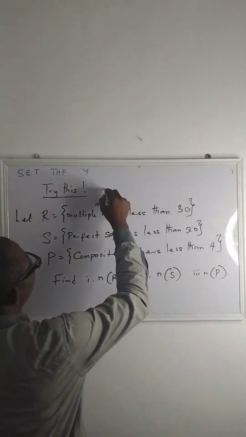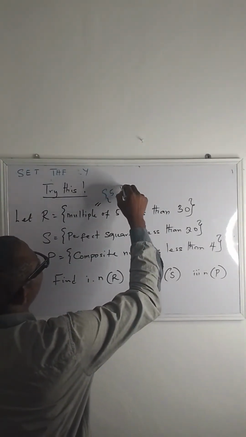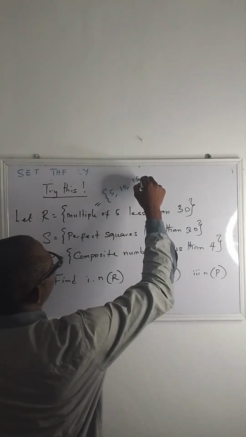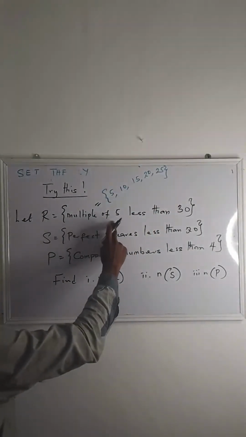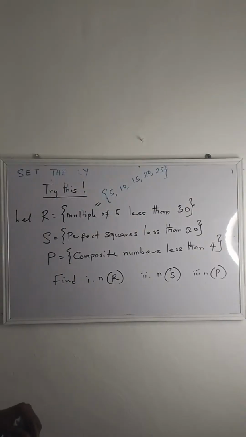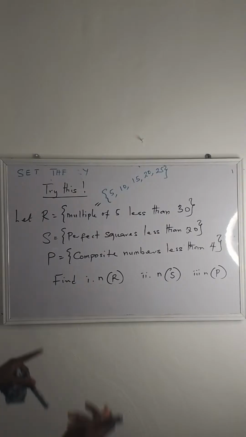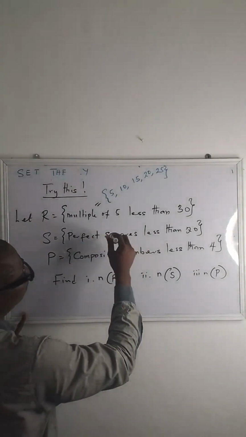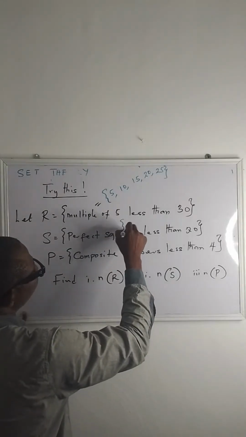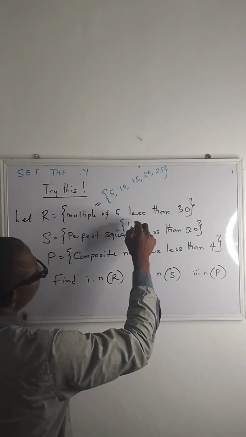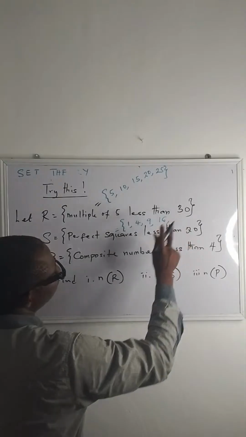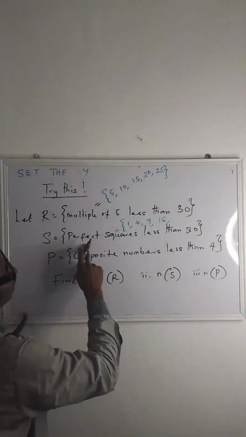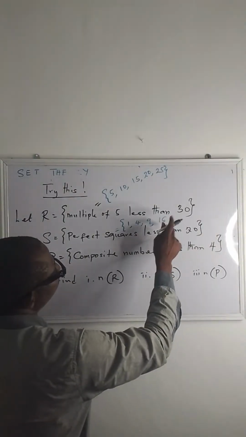So multiple of 5, we have 5, 10, 15, 20, 25. You can't go beyond this because multiple of 5 less than 30. So all of these are less than 30 and they are also multiple of 5. Now let's look at this. Perfect square less than 20. Now let's list that one out. Perfect square, we have the list is 1, 4, 9, 16. Now the next one is 25, but we have to list perfect square less than 20.